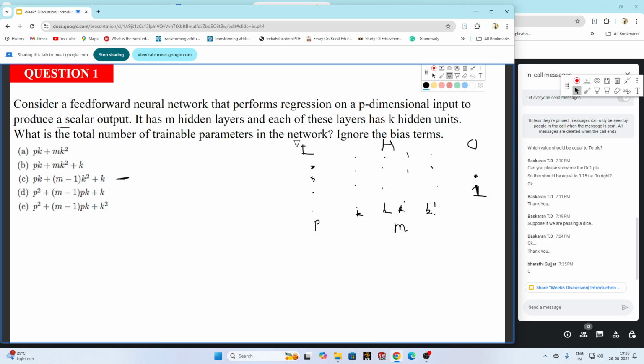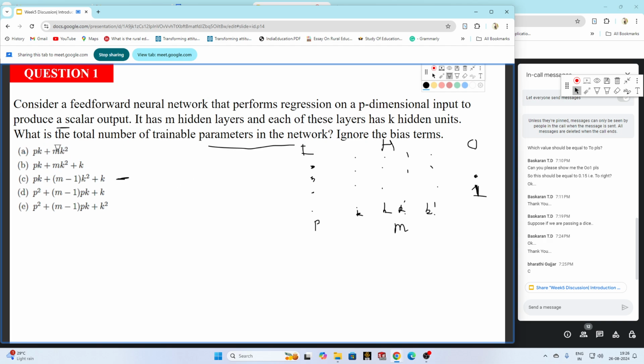Okay, so again I am repeating: input layer, hidden layer, output layer. In the input layer we have p neurons, and there are m hidden layers, each hidden layer having k neurons. In the output layer we only have one neuron. Now it has been asked: what is the total number of trainable parameters in the network? Ignore the bias terms.